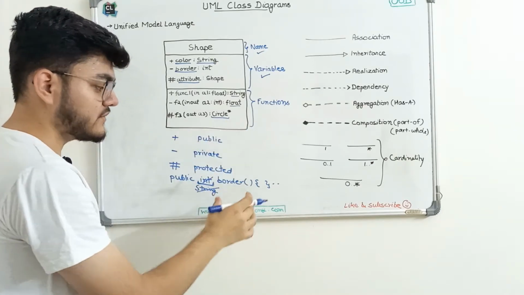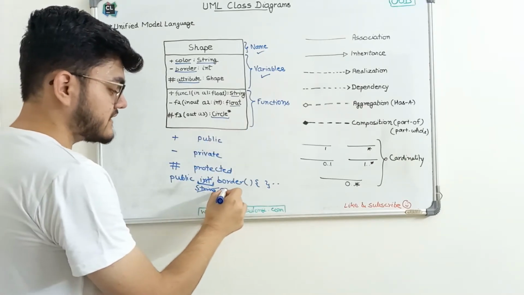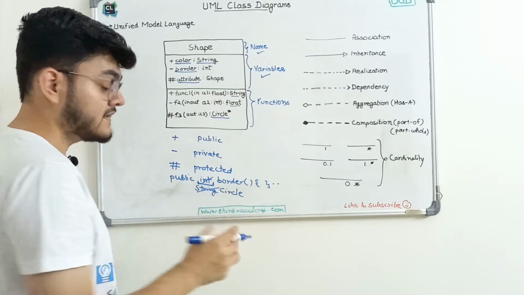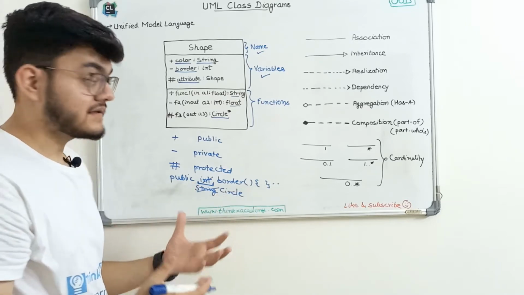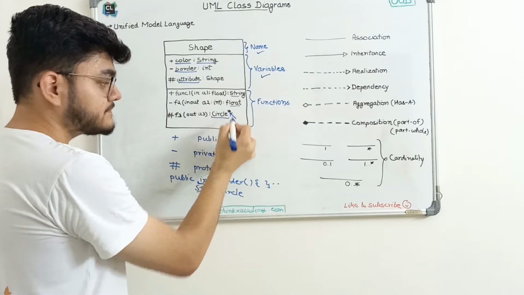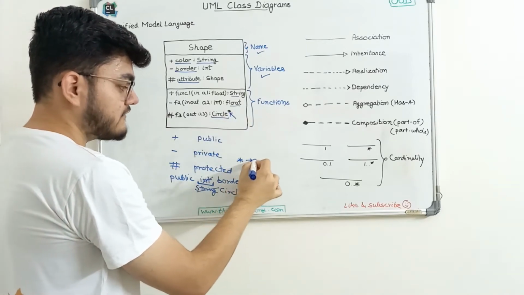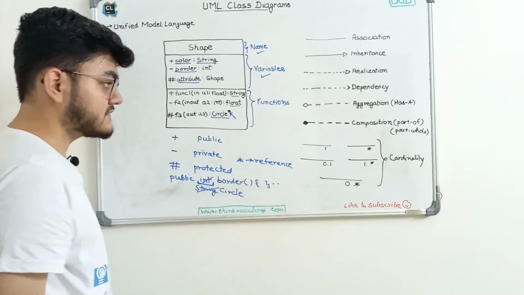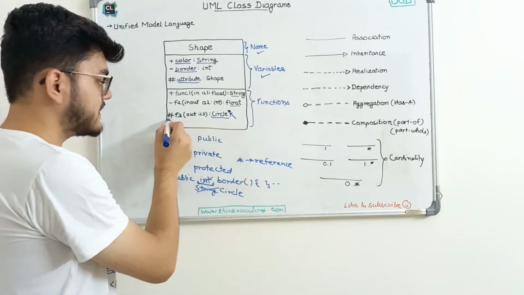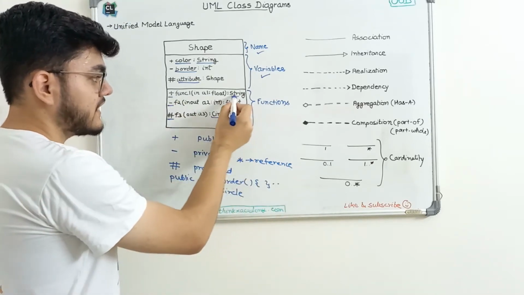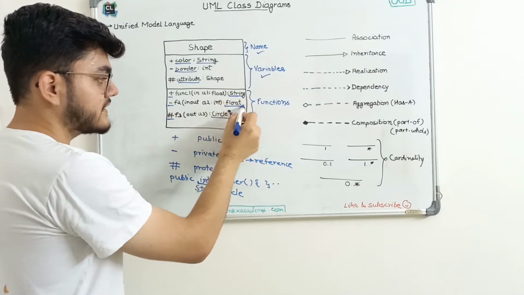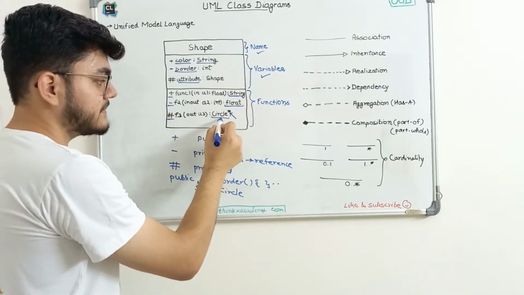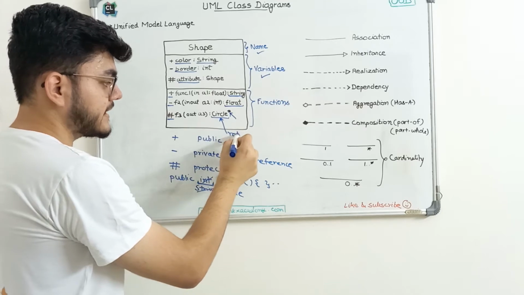So it may happen that you are actually returning a reference to some other class. Let's say the class is circle here. Since we are returning the reference to that class, we are marking a star here, and the star means that we have a reference to that data type, which is circle in our case. So now we have studied these symbols. We have studied that this part represents the return type.